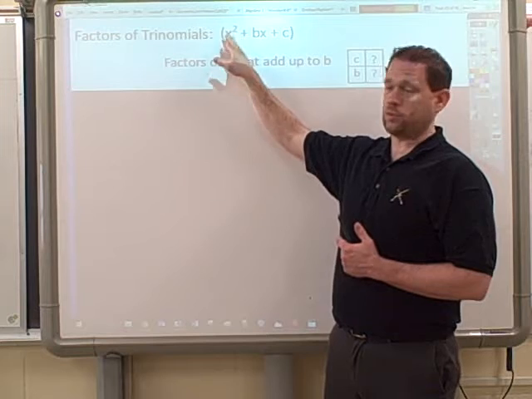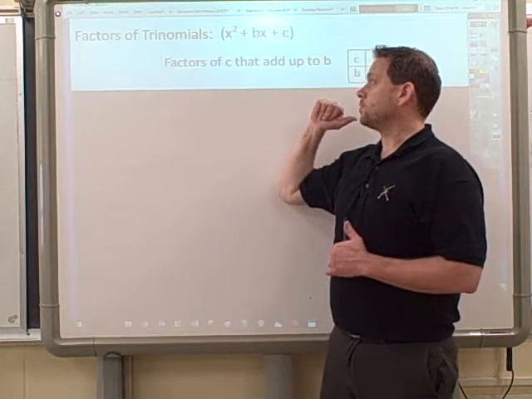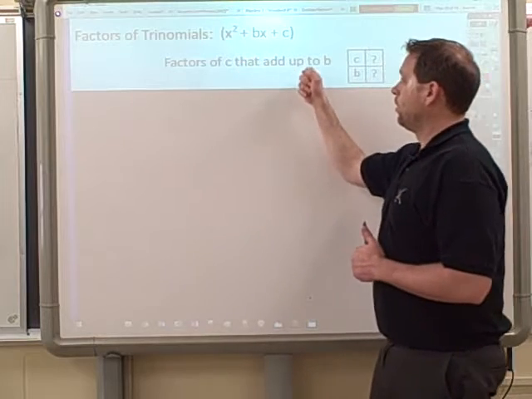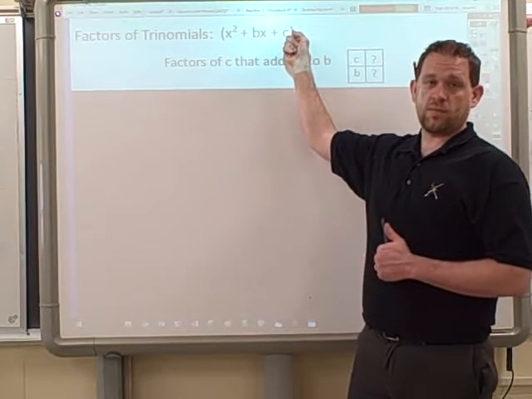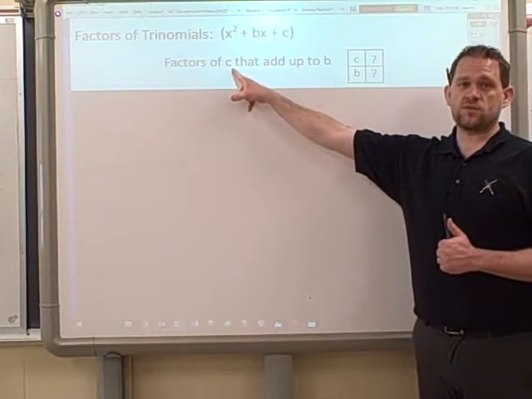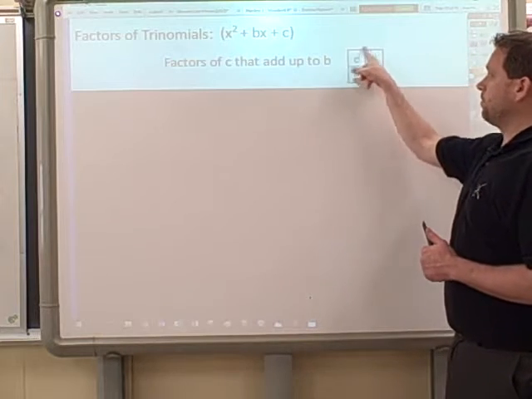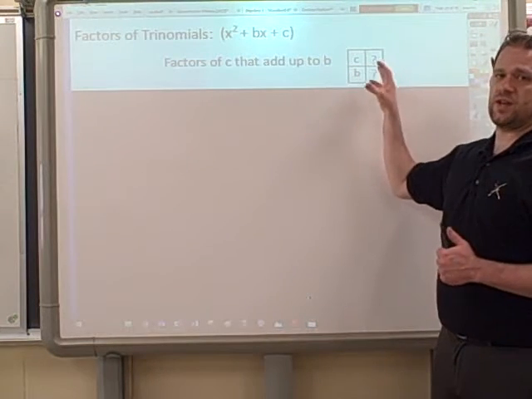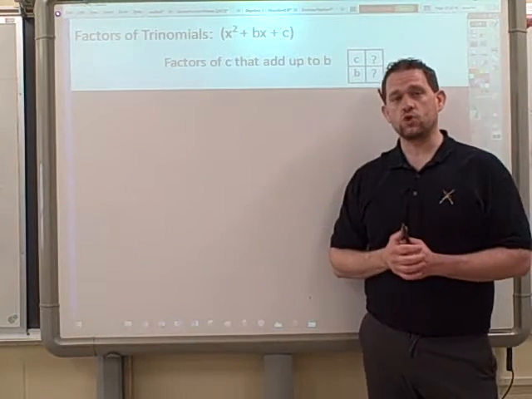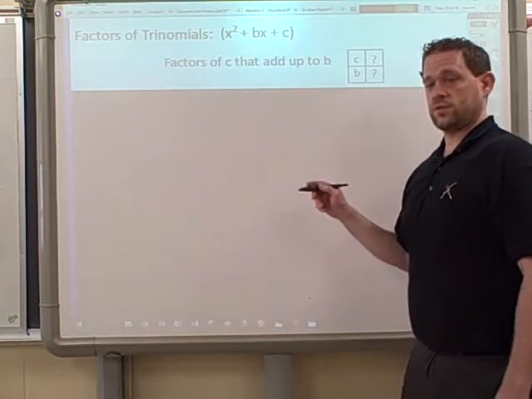There are definitely trinomials that have other numbers besides the 1 there. We'll look at those a different day. So when we have this pattern, B and C have a certain pattern. So we're going to factor it by finding the factors of C that also add up to B. We're going to make this little box here. We're going to fill it in. That'll help us come up with the actual solution to the factors of our trinomial. Let's dive into the first example.